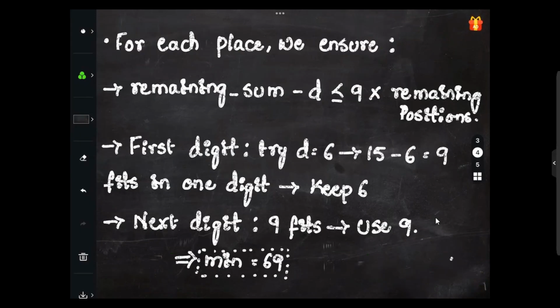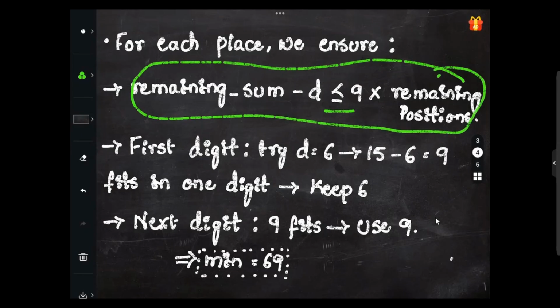For each place we will ensure that remaining sum minus d is less than or equal to 9 times the remaining positions, because we are going with digits 1 to 9, not 0 to 9. We are not starting from 0 because the question says the number shouldn't contain leading zeros, so we go with 1 to 9. So this has to be less than or equal to 9.